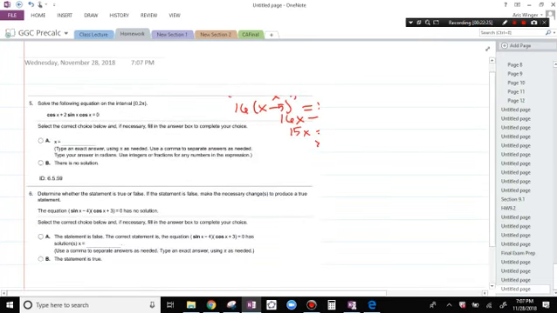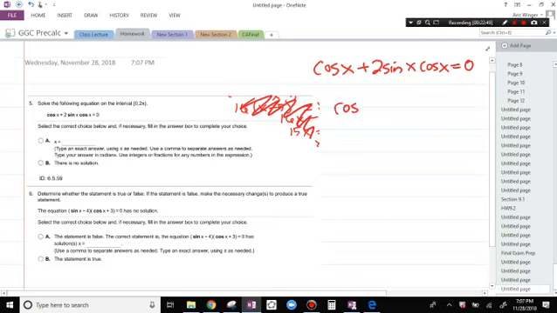All right, so we're going to solve for x here. Cosine x plus 2 sine x cosine x. What do they both have in common? A cosine, so we'll factor that out. They both have cosine x in common. That leaves 1 plus 2 sine x.